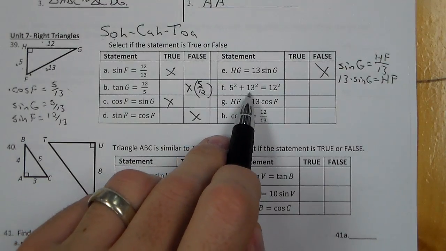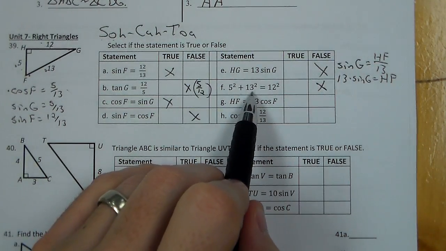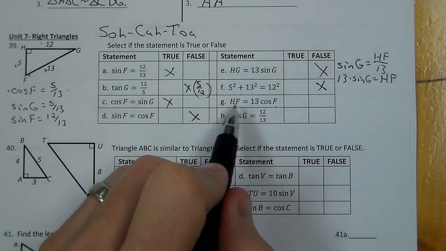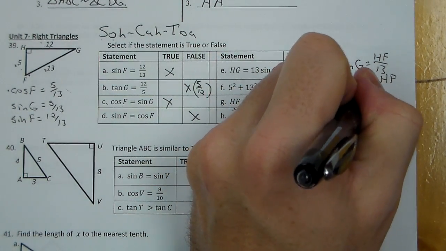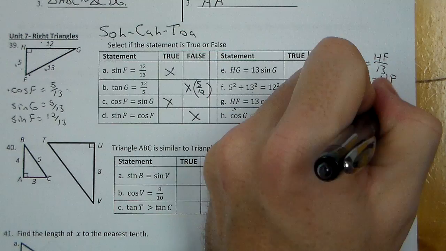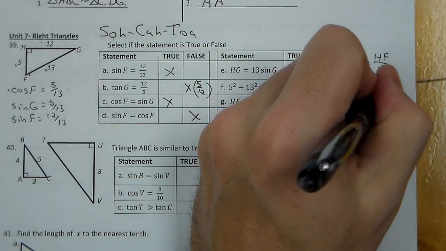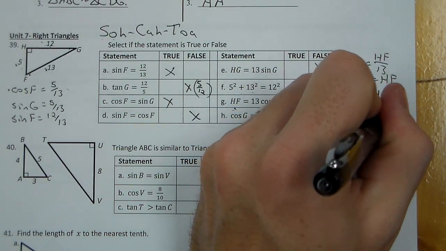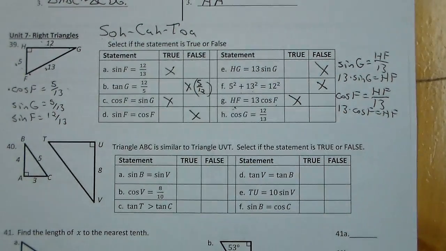5 squared plus 13 squared equals 12 squared is false. That looks like Pythagorean theorem, but the longest side needs to be by itself, the hypotenuse. 13 cosine f equals hf. So I'm going to write cosine f. 13 is my hypotenuse, but if it's cosine f, hf is my adjacent, which becomes 13 cosine f equals hf. Looks like it matches, so that is true.